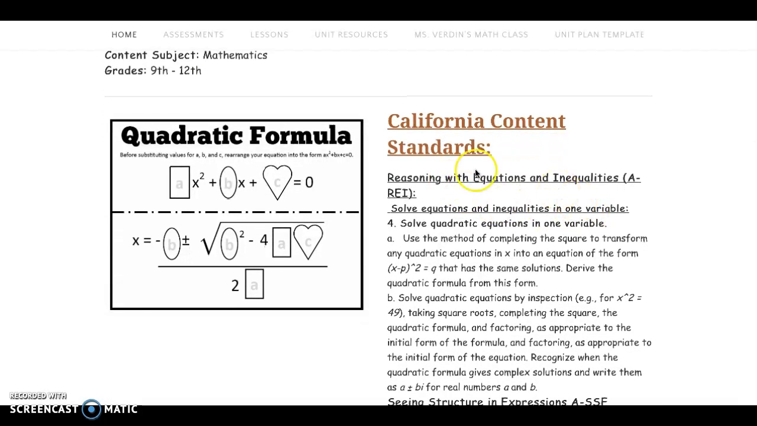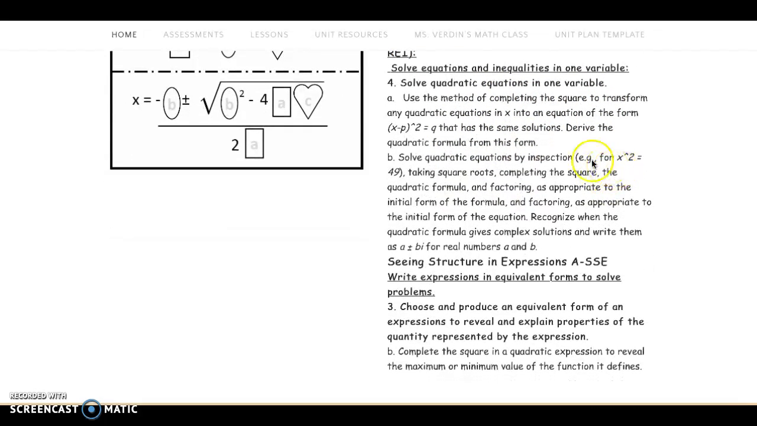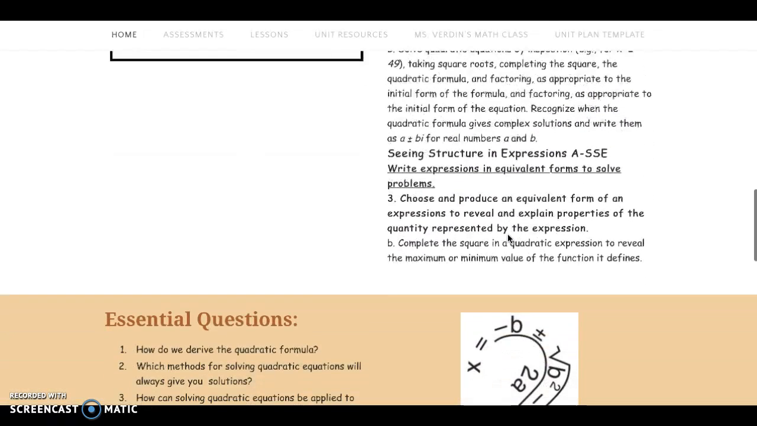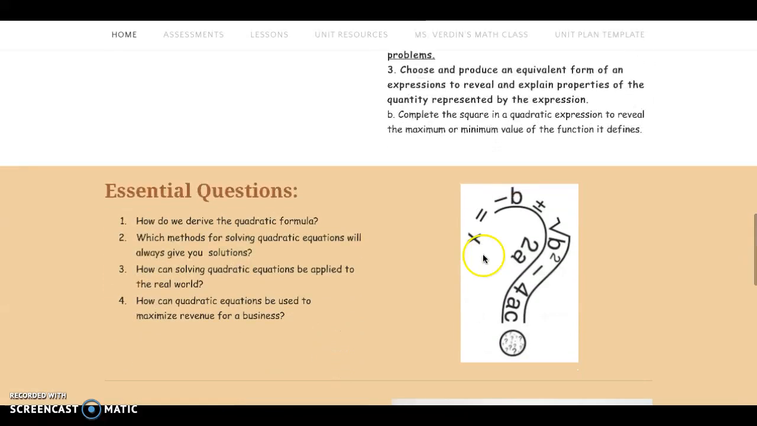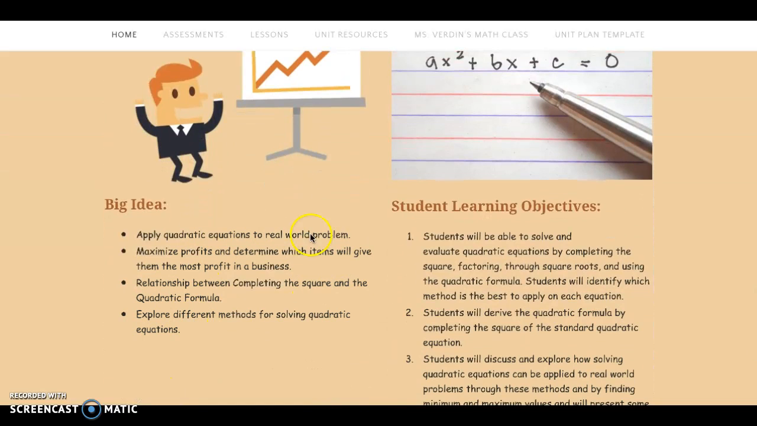Here we have some California state standards that we will be covering in this digital unit plan, which are deriving the quadratic formula, how to solve quadratic equations using the four methods that I mentioned above, as well as how completing the square of a quadratic equation helps you find the maximum and minimum values. Here are some of the essential questions that will be addressed in this digital unit, as well as some big ideas that would be covered.